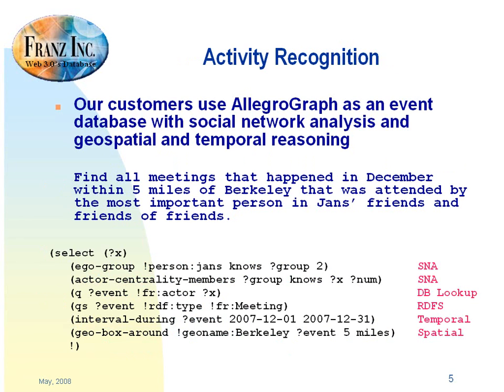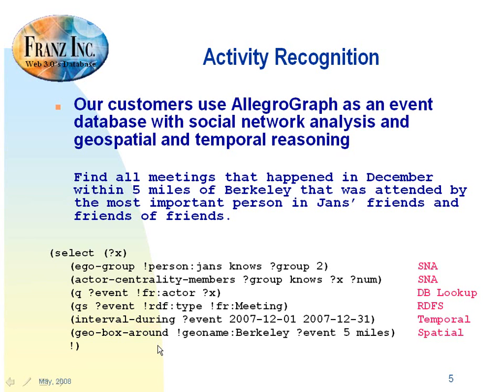Given our combination of federation, social network analytics, the geospatial capabilities, and the temporal capabilities, we now allow you to reason over events, and we can do queries like you see here. Find all meetings that happened in December within 5 miles of Berkeley that were attended by the most important person in Jan's friends and friends of friends.